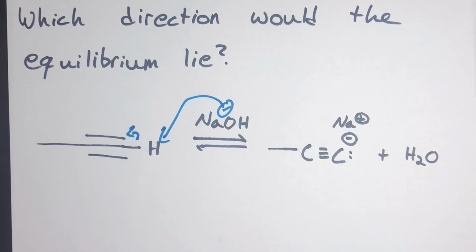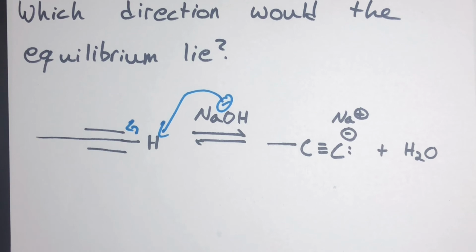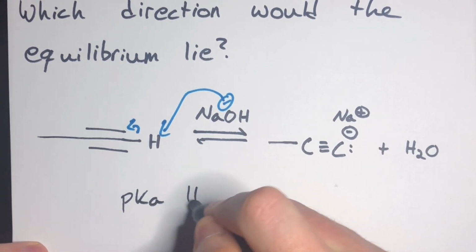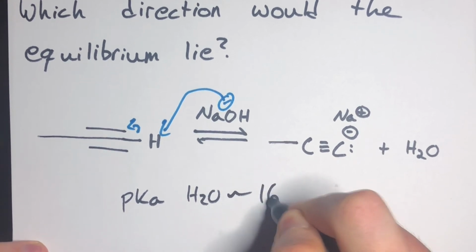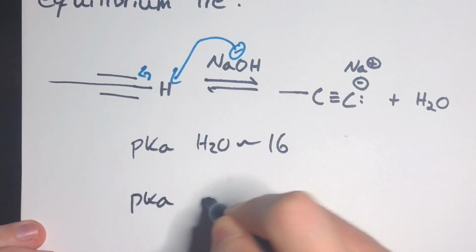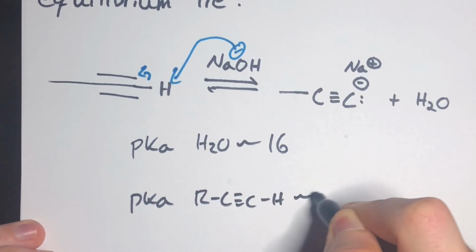So now the question is, is hydroxide a strong enough base to remove that alkyne proton? And the answer is it's not. The reason that we can explain that is we know the pKa of water is about 16, and the pKa of a generic terminal alkyne is about 25.